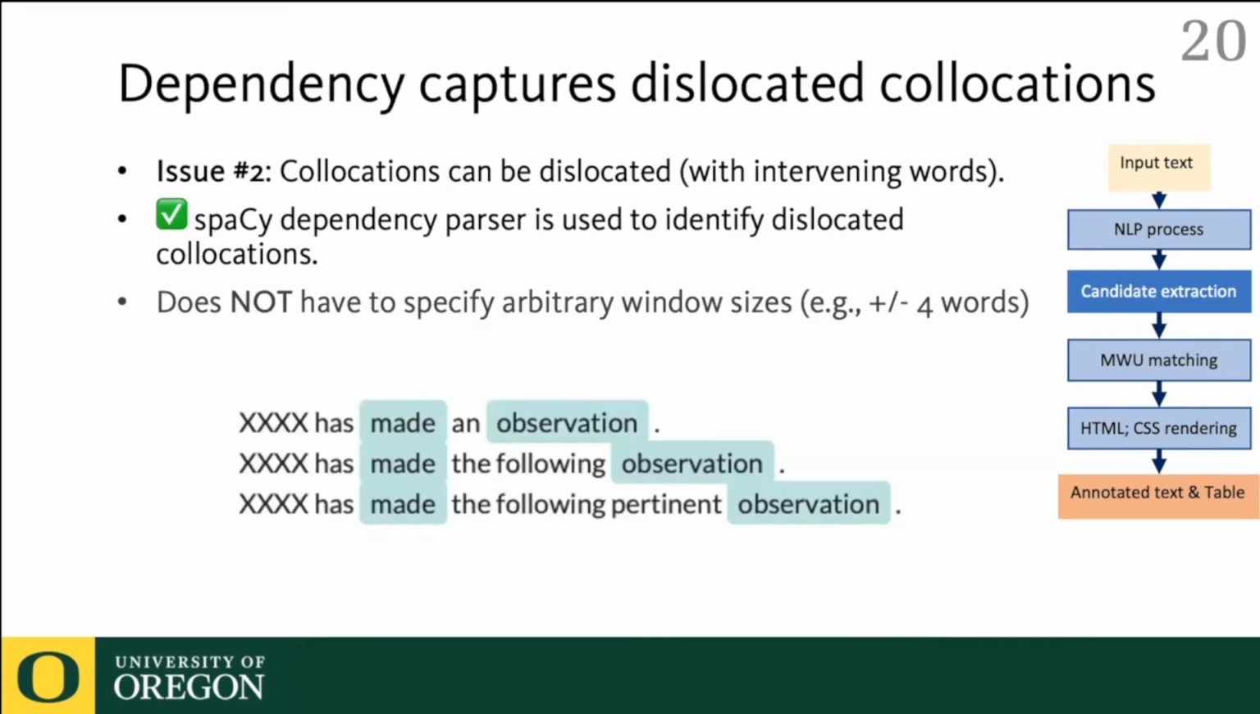This is the issue in collocation identification, because collocations can be dislocated by any intervening words. What the spaCy dependency parser allows us to do is identify those dislocated collocations without specifying any arbitrary window sizes.